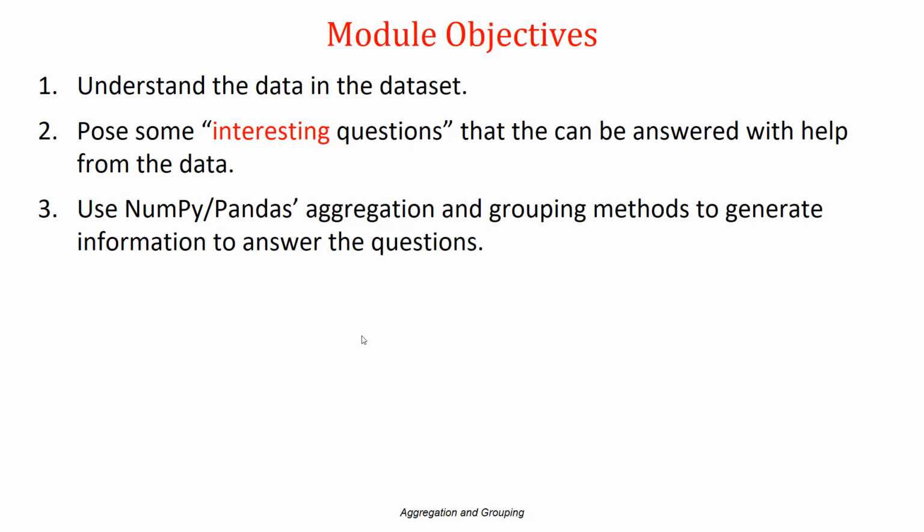Then we want to pose some interesting questions that can be answered with the help of the data. I want to elaborate on this notion of an interesting question just a little bit. Clearly, interesting is subjective and domain specific. In other words, what interests me may not interest you, and vice versa. What I mean here is that the information would be interesting to somebody, not necessarily me, not necessarily you, but to somebody.